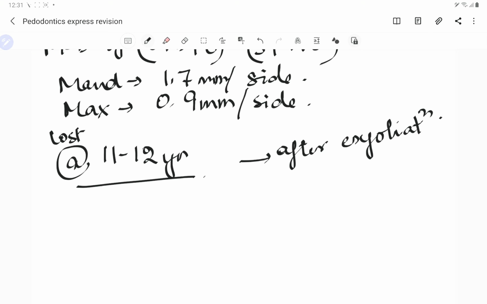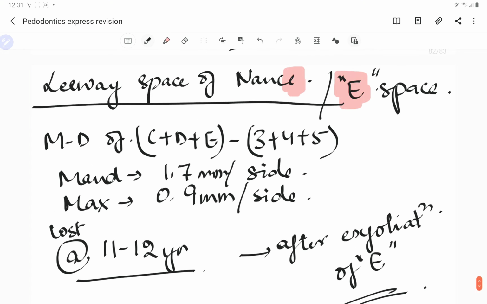So after the primary second molar is shed, this space is lost. We have studied that up till the age of 6, the primate space is lost, and by the age of 11-12, the leeway space of Nance is lost.